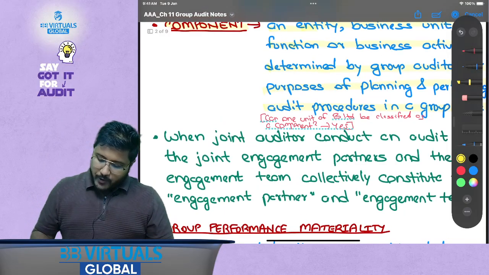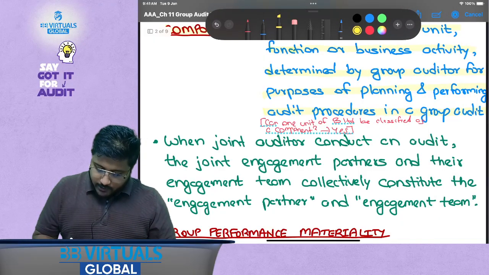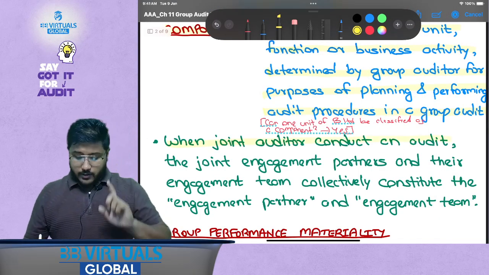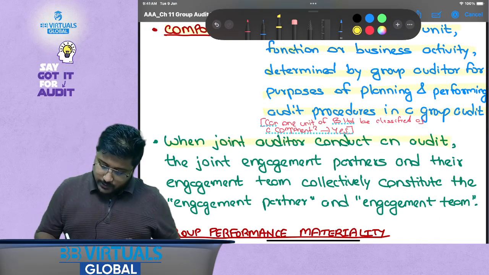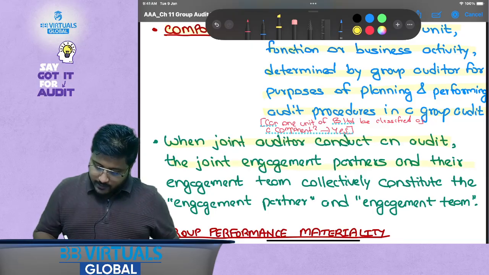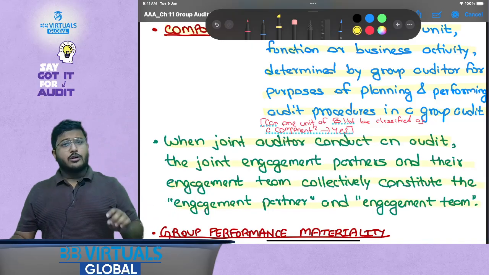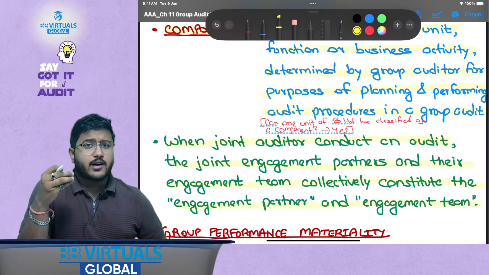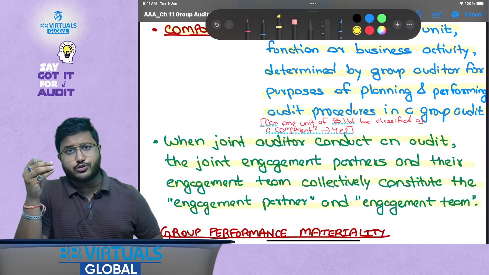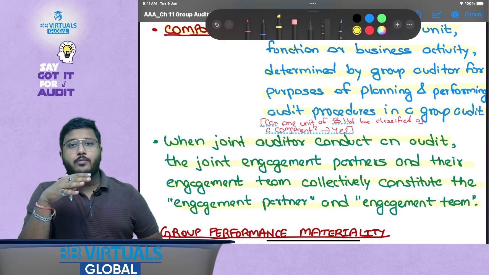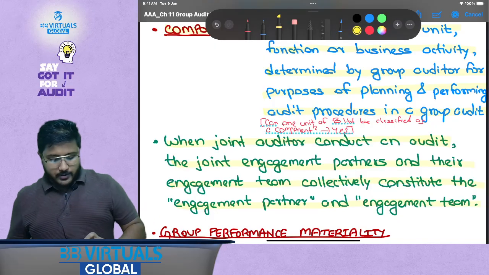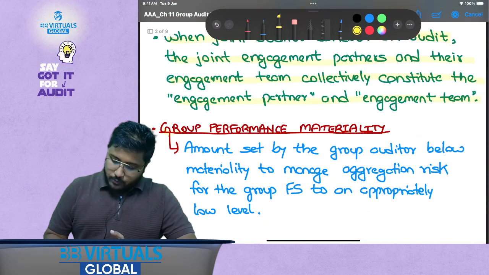Now, when joint auditors conduct an audit, not the group auditor, the joint engagement partners and their engagement teams collectively constitute the engagement partner and engagement team. This is an extra point: when there is more than one auditor, that is, a joint audit, then collectively they would be called the engagement team or the engagement partner. Okay, now group performance materiality.